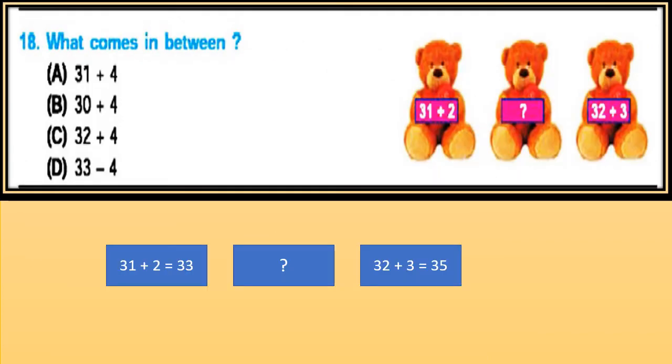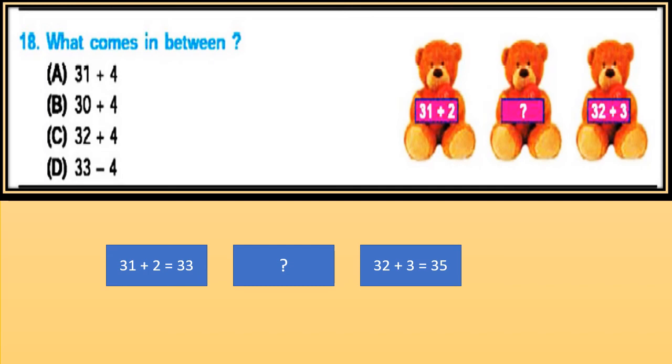Question 18. What comes in between? Now see the figure given on the right side. There are 3 teddies. The first one holds 31 plus 2. Second one we don't know. And third one is 32 plus 3. Now the second one is missing. We have to find what comes in between.